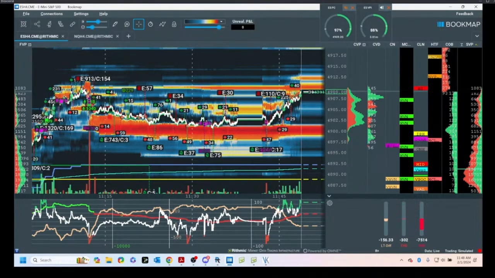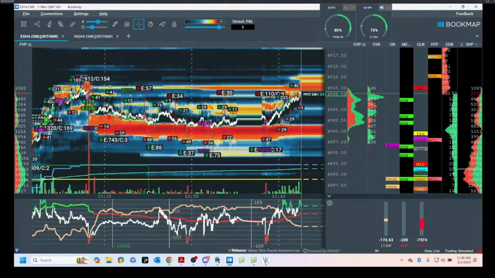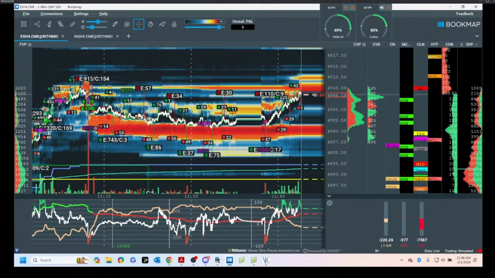Kind of nerve-wracking with the monkeys. Can't really blame the monkeys. Sometimes it's just the wind blows or somebody trips over a wire. I don't know.